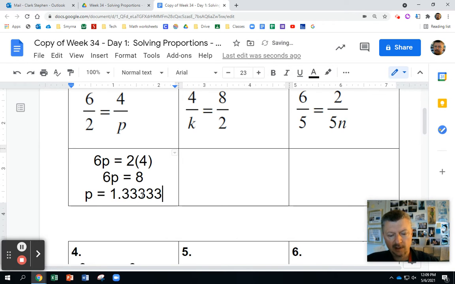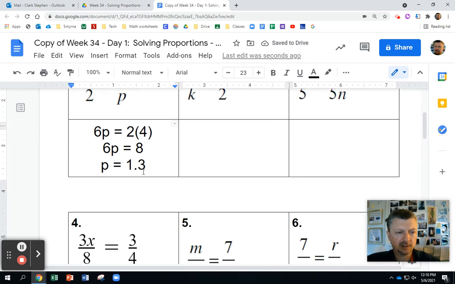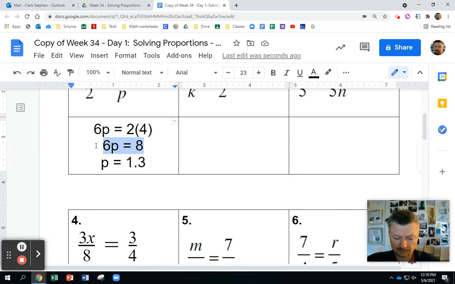1.3 repeating. So we want to round it to the nearest tenth. Let's look at the number after the nearest tenth. This is a 3. That means this 3 does not go up to a 4. If this was a 5 or a 6 or a 7, the 3 would go up to a 4. But it doesn't because it was a 3. So that's the answer.